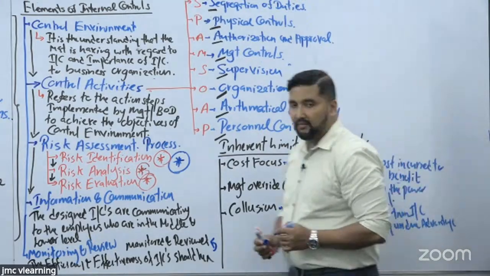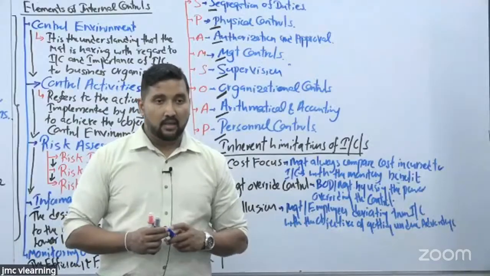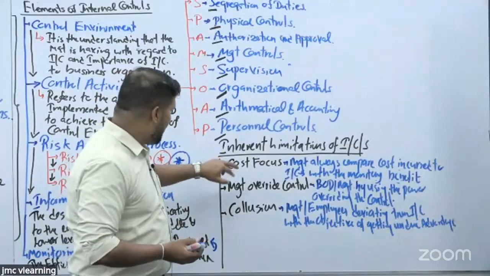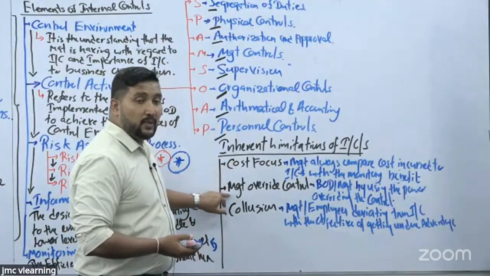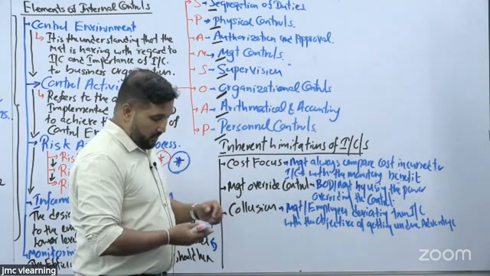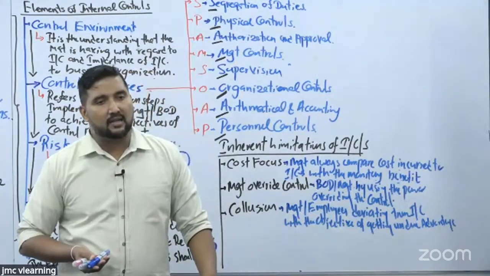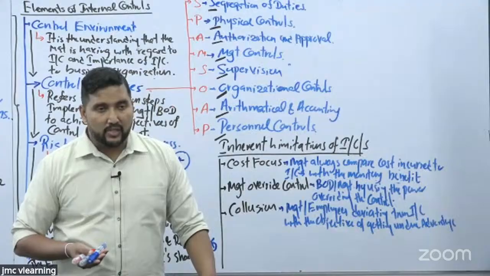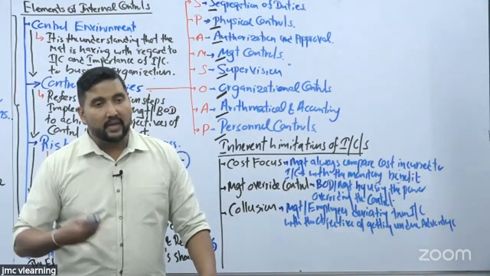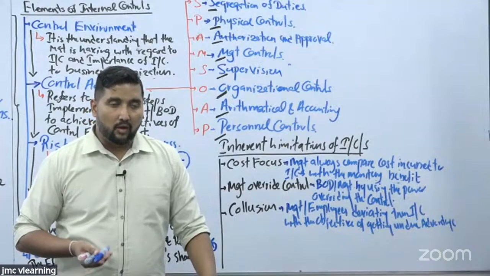Getting undue advantage. That is what you referred to as what? Collusion, right? So you will be having cost focus, management overriding the control, plus collusion. Right, okay. My question is this. Who designed those internal controls? Management. Who develops all these internal controls? Management or the board of directors.